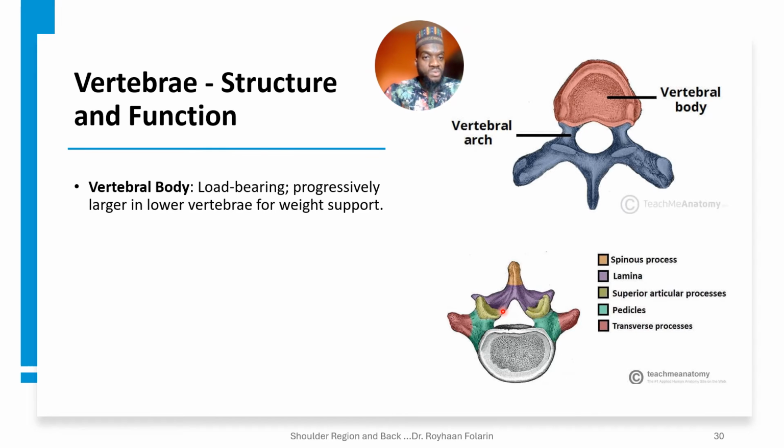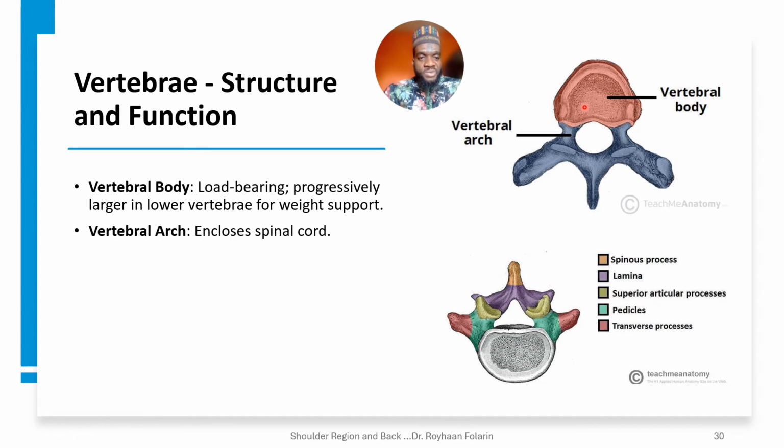So the parts include the vertebral body, which is the load-bearing part, which is progressively larger in lower vertebrae. The topmost part is the lightest; the vertebral bodies of the cervical vertebrae, for example, are not as large. The lower you go, the bigger the vertebral bodies become, because that is where the weight of the individual starts to concentrate.